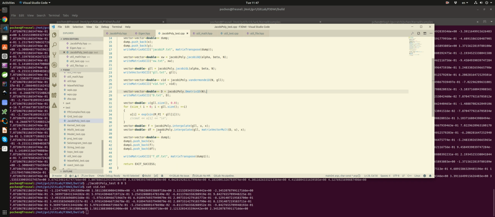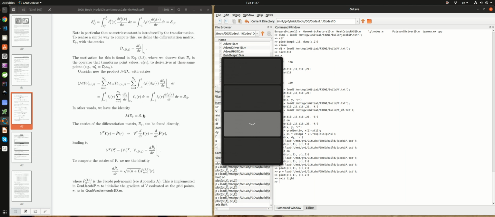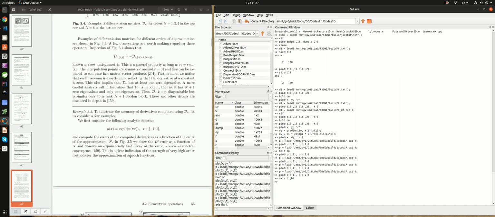And then I can test it out. Here I'm using this particular function as the input. It's the same function that's used in here, exp(sin(pi x)). The derivative of this function can be evaluated analytically, so it's just pi times cos(pi x) times exp(sin(pi x)). So we can compare the discrete derivative with the analytic derivative and find out how large the error actually is.